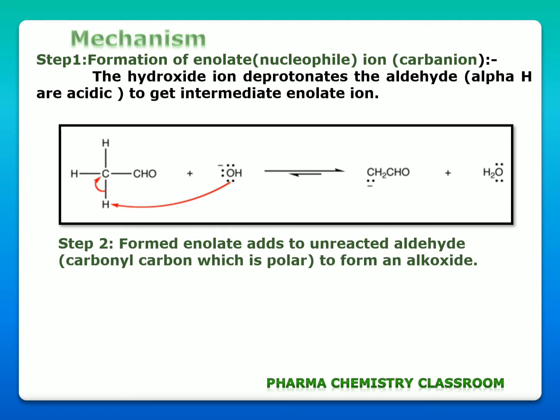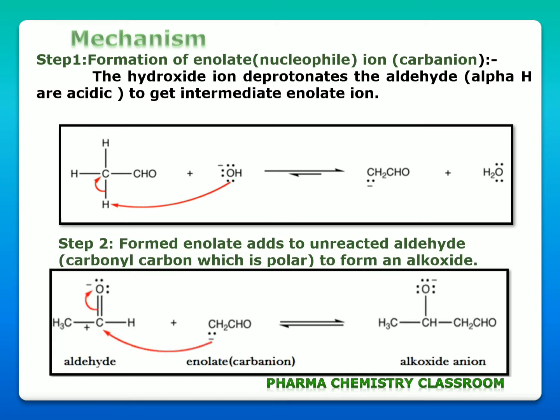This formed enolate in the second step adds to an unreacted aldehyde molecule on the carbonyl carbon to form alkoxide. So the formed enolate carbanion adds on the carbonyl carbon, which is partially positive in nature, and the oxygen is partially negative. That is why it is very easy for this enolate to add on this carbon atom to get an alkoxide anion.